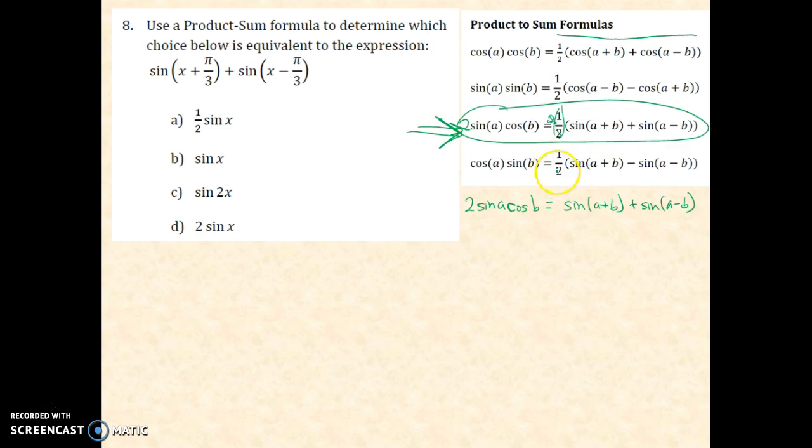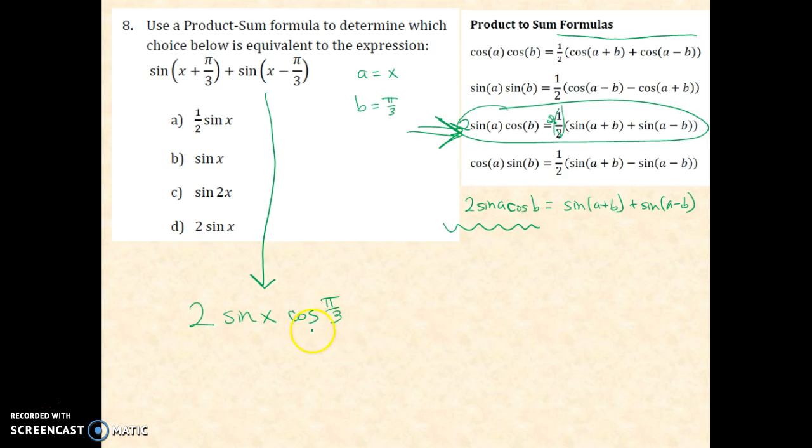Why would I do such a thing? Well, because this is sine of a plus b plus sine of a minus b, where a is going to be x and b is pi over 3. So that is going to equal 2 times sine of a times cosine of b. So this is 2 times sine of a, which is our x, times cosine of b, which is pi over 3.